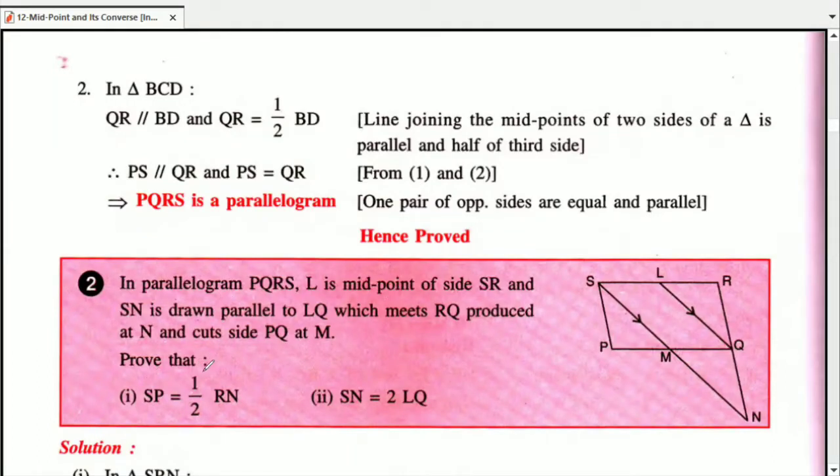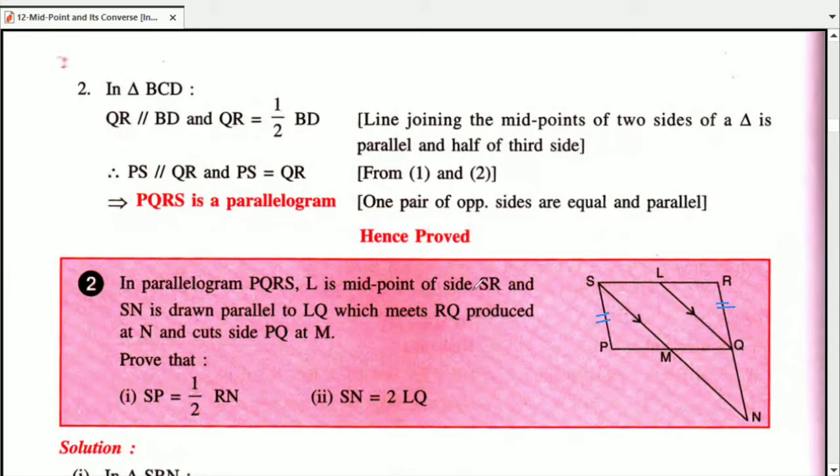In the second sum, we have been given a parallelogram PQRS. If PQRS is a parallelogram, then the opposite sides are parallel and equal. So SP is equal to RQ. Similarly, RS is equal to QP. So this conclusion we can make.